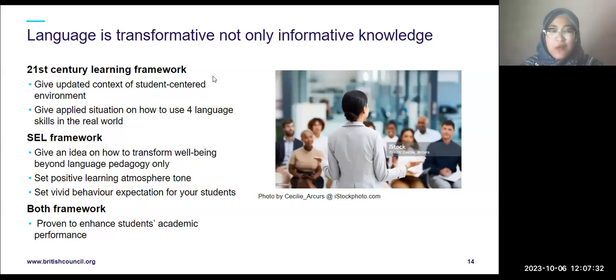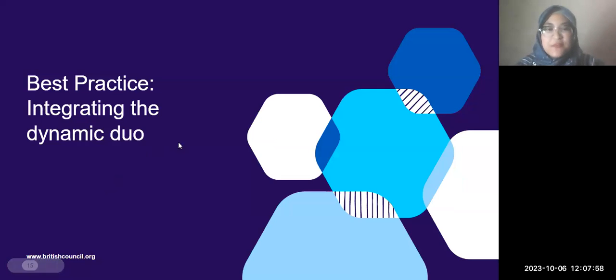We have our national curriculum, but this context centers on the needs of English as an international language. And we have learners from so many backgrounds, meaning beliefs, languages even, and also social wealth. Okay, so the best practice here is how to integrate the dynamic duo.